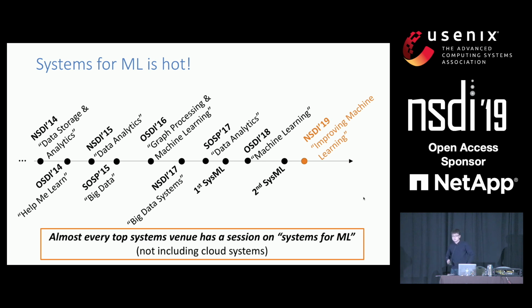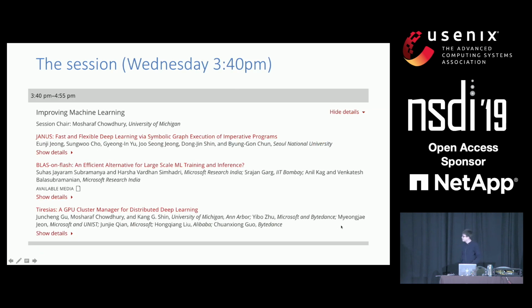All right, so as many of you may realize, machine learning systems is one of the hottest topics in systems communities in general. In just the last 5 years, almost every top system conference has at least one session specifically on systems for machine learning. This is not general cloud systems applications. This is systems for machine learning, like deep learning or graph mining. So if you're interested in machine learning and systems, this is really a good time. Now, this session on Wednesday includes 3 papers, and I will briefly explain these papers in the next few slides.